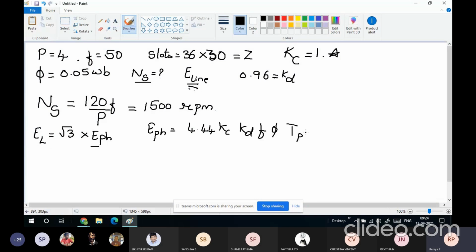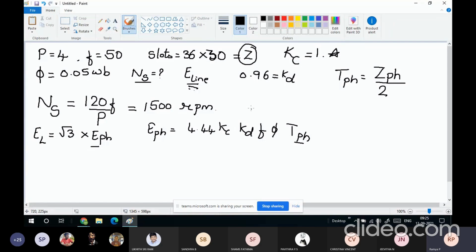Now Kc is known to you, Kd is known to you, f and phi are all known, but T phase you should calculate now. For calculating T phase, the formula is Z, the number of conductors per phase, divided by 2. Do you know the value per phase? No. You know the total number of conductors Z here.